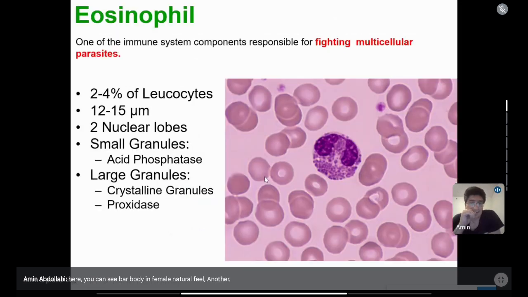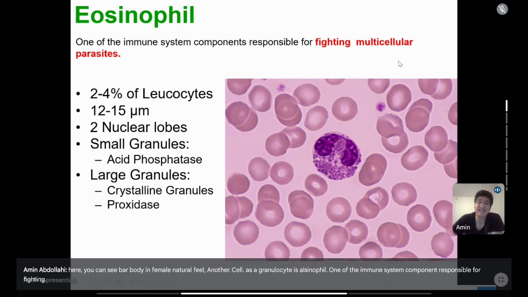Another cell as a granulocyte is eosinophil, one of the immune system components responsible for fighting multicellular parasites. The function of eosinophil is fighting multicellular parasites. Okay.